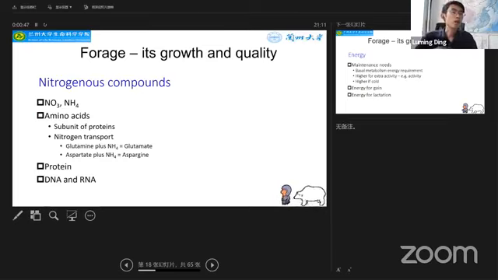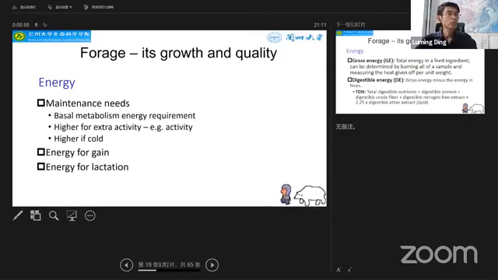The nitrogenous compounds include ammonia, ammonium, amino acids, protein, DNA, and RNA. Another part is energy. Energy plays a role for maintenance needs. Maintenance needs include basal metabolism and energy requirement, which is higher for extra activity, like a grazing animal, which will need much more maintenance energy, and higher in the cold environment. There is also energy for gain or for lactation.